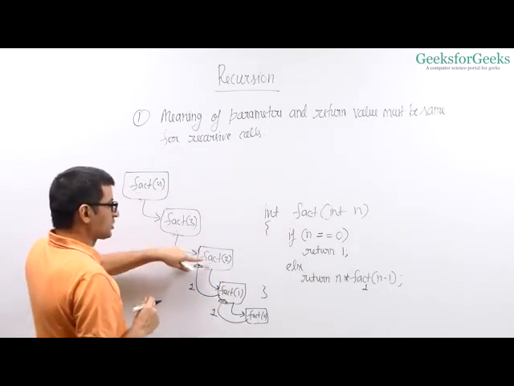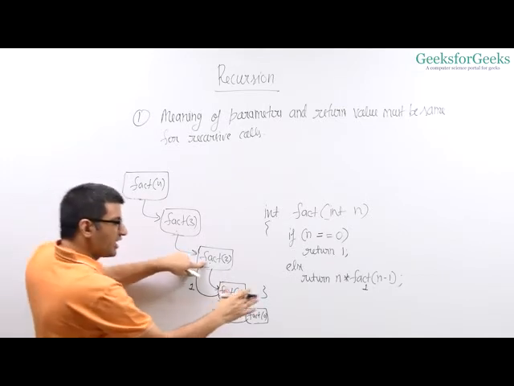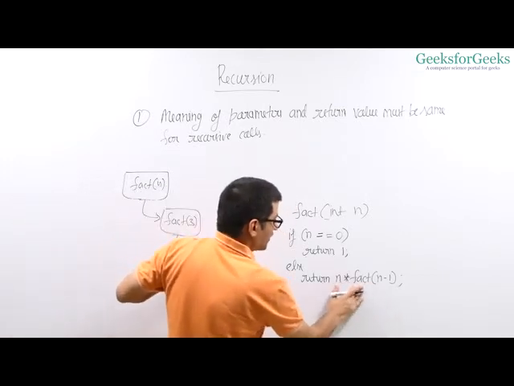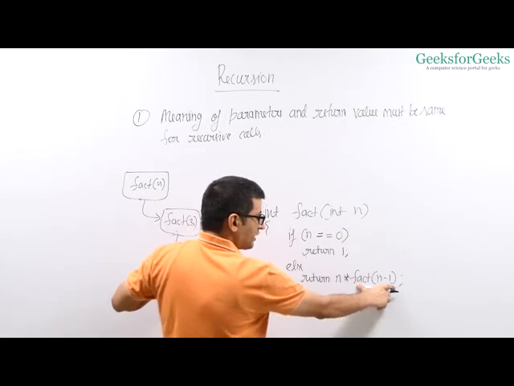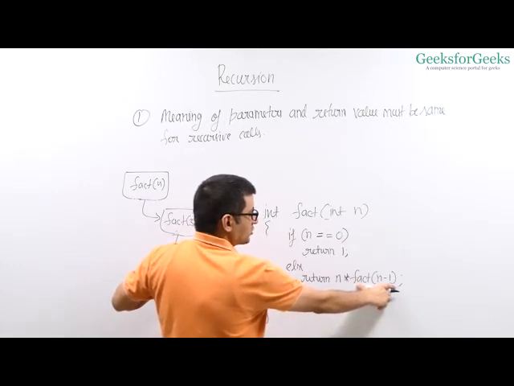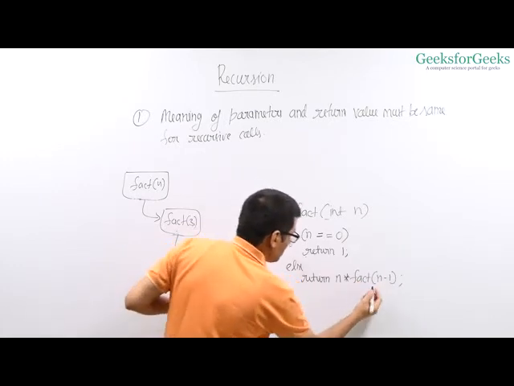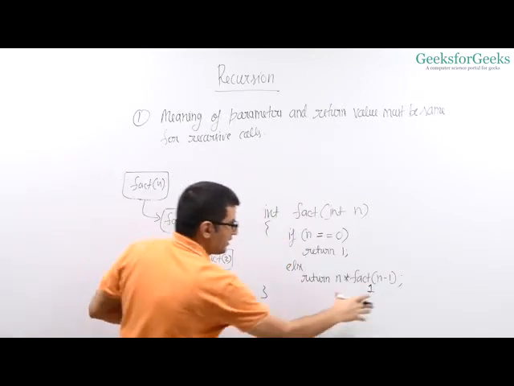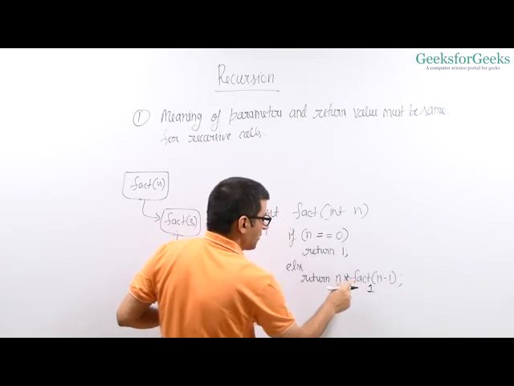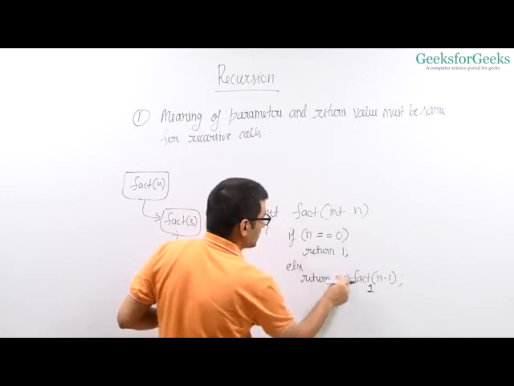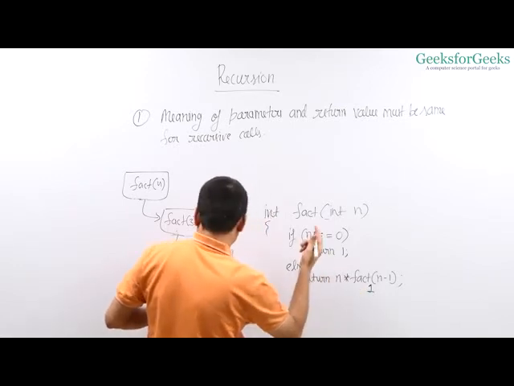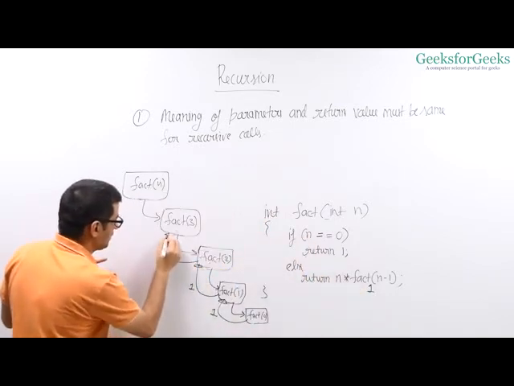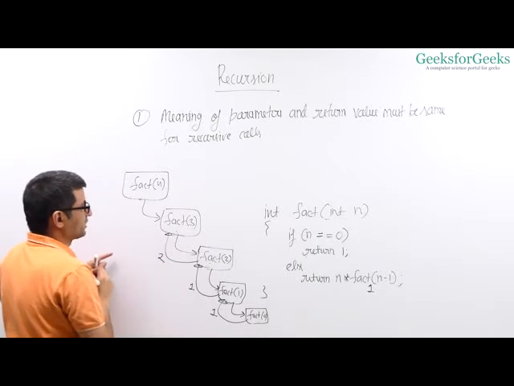Now control comes to factorial 2 because the child call is over. Factorial 2 called for factorial 1 here, and this child call is over, and it returned 1. Now factorial 2 uses this value 1, multiplies it with 2 because we called it for 2, and returns 2 to its parent.